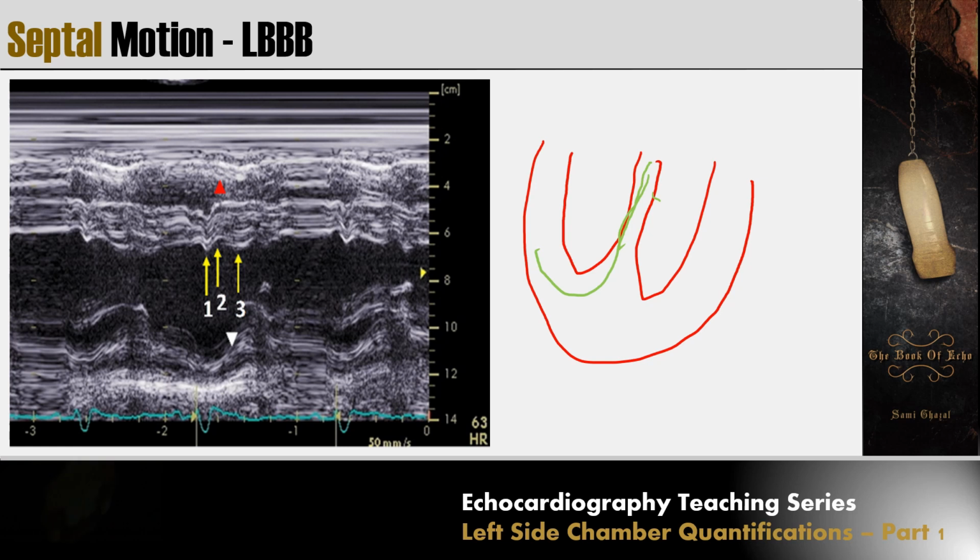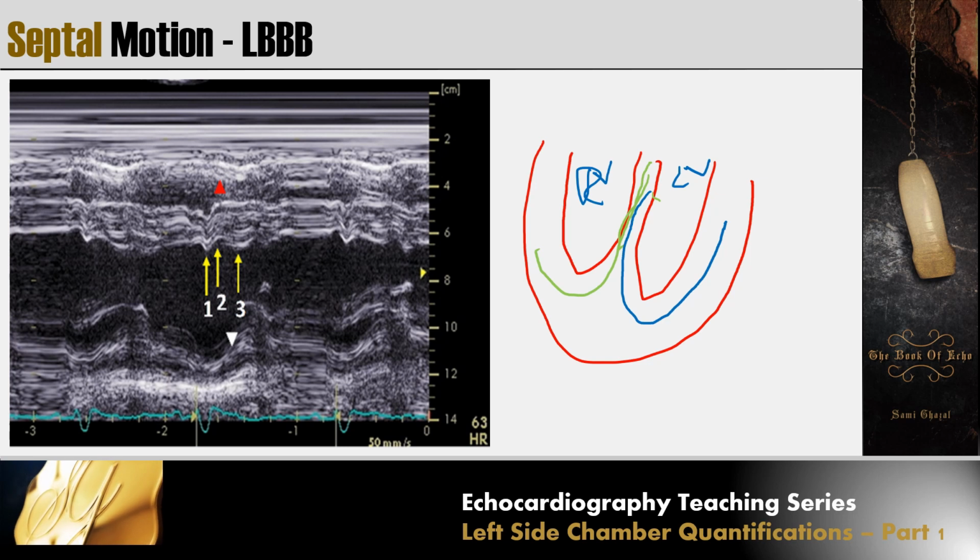Let me draw the left bundle in blue. So this is the left bundle. And this is the RV here. So this is the RV, this is the LV.